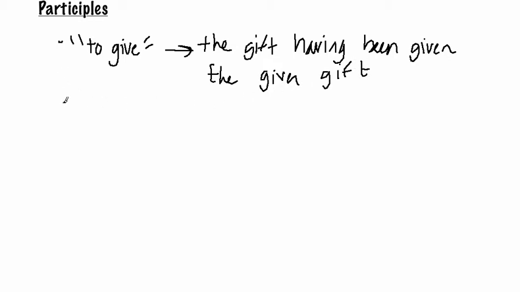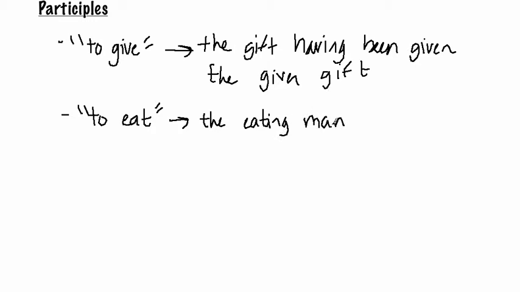So let's do another. Let's take the verb to eat. Okay, so now let's make the verb modify man. So it would end up being the eating man, because he's not the one being eaten, he's the one who's eating. And if you notice, the two examples I gave you are very different. The first participle is in the past tense and passive, while the second participle is present tense and it's active.